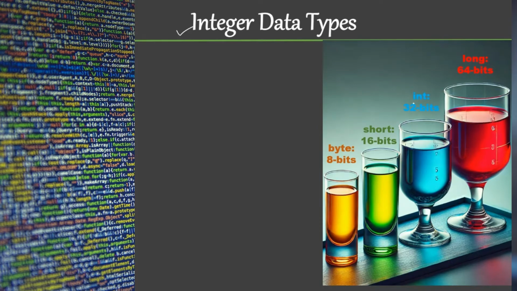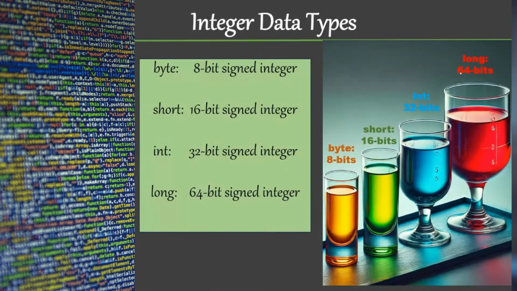Integer is 32 bit, that means it is 4 bytes. And we have one thing called long also. This long is just the double of integer, so it is 64 bits, that means it is 8 bytes long. But the point is, all these four data types are of integer size. So as I have said, byte is 8 bit.